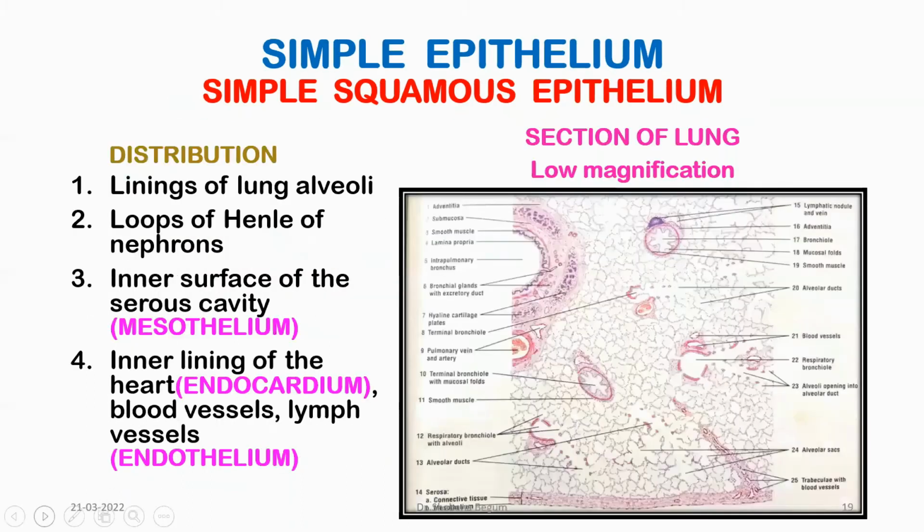So where do you find this type of epithelium? Its most important area is the lining of the lung alveoli. Next, it is also found in the loop of Henle. It forms the lining of the serous cavity, where it is known as the mesothelium. It forms the lining of the heart, where it is known as endocardium. It also forms the lining of the blood vessels and lymph vessels, where it is known as the endothelium.